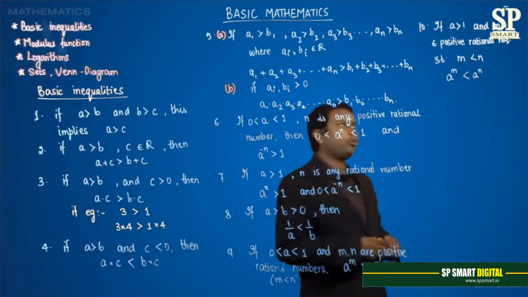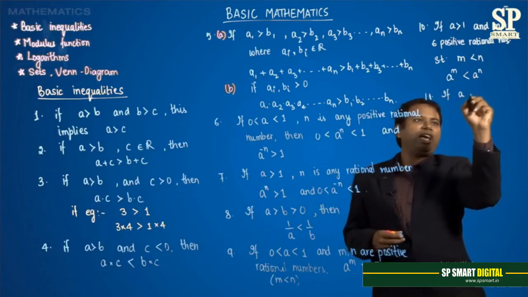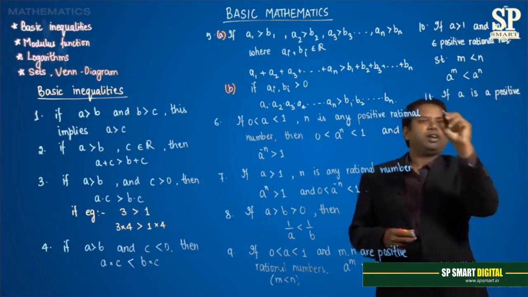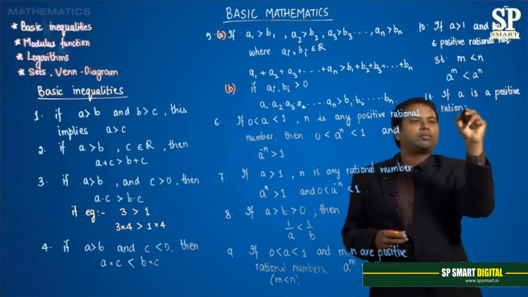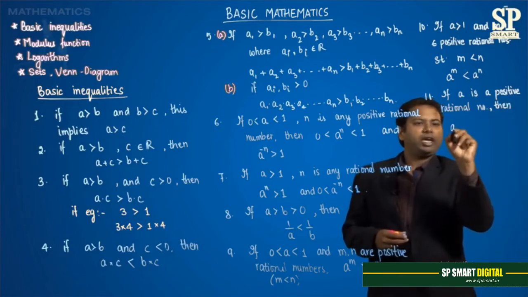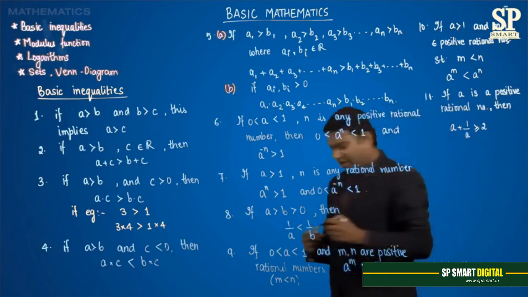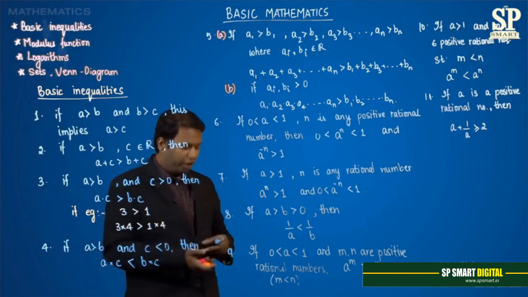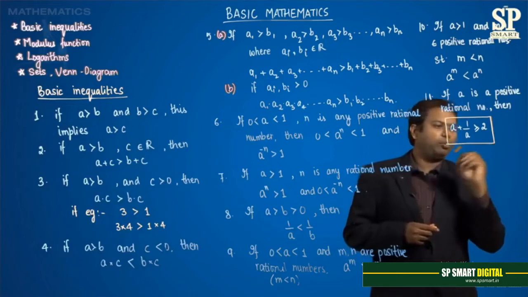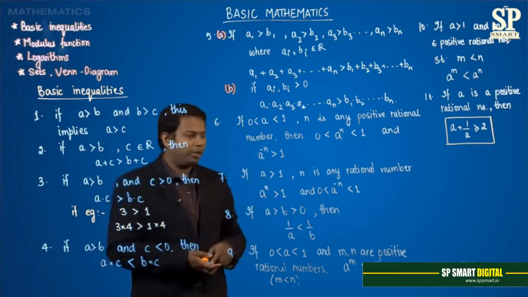Now there are a few more inequalities which I would like to discuss, and that is, if a is a positive rational number, then a plus 1 upon a is always greater than or equal to 2. Now this is a very basic and important inequality. I highlight this once again and ask you to please understand and remember this inequality, because this is something which you would require many times.